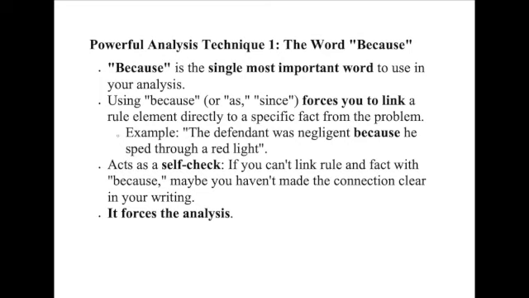That's incredibly practical. It acts almost like a self-check mechanism, doesn't it? If you can't put because or as between the rule element and a fact, maybe you haven't actually made the connection yet in your writing. Precisely. It forces the analysis. Yeah. What's another technique they suggest for ensuring you're truly using the facts, not just listing them?